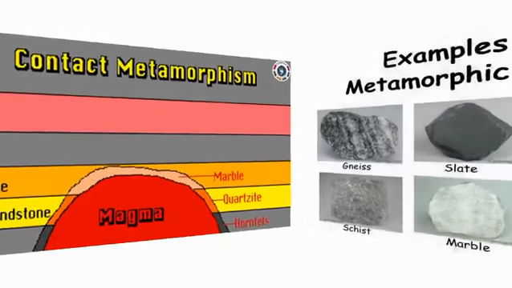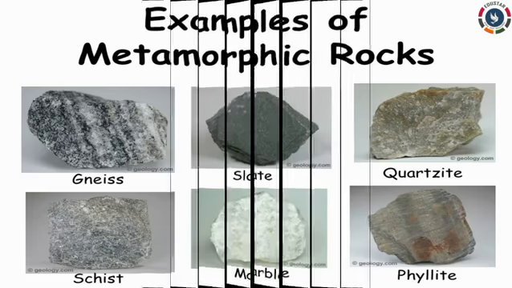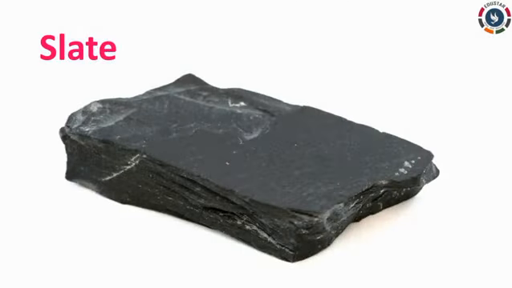Examples of metamorphic rocks: slate, marble, gneiss and quartzite. Slate. It is formed from sedimentary rock, that means slate is formed from shale. Slate is very fine grained and splits into thin sheets very easily. It is mainly black or grey in color.